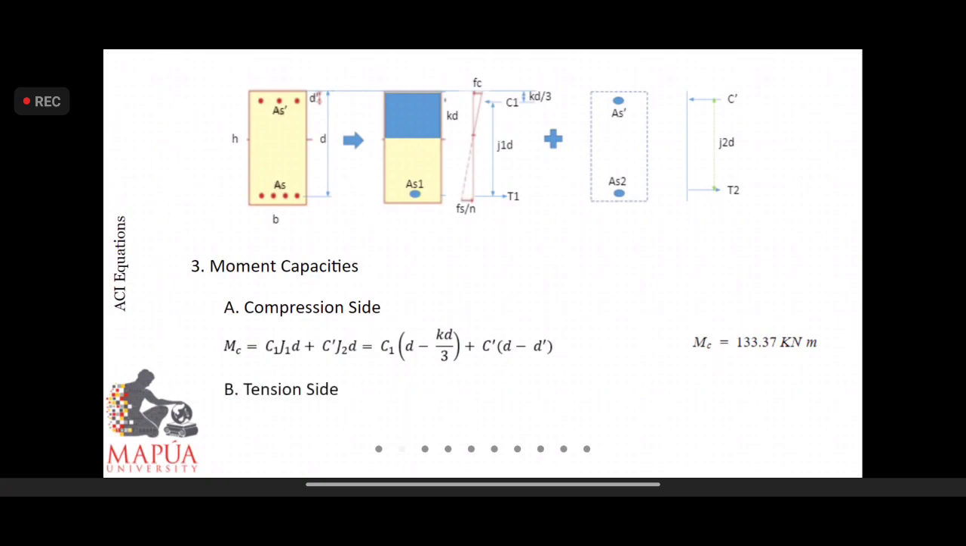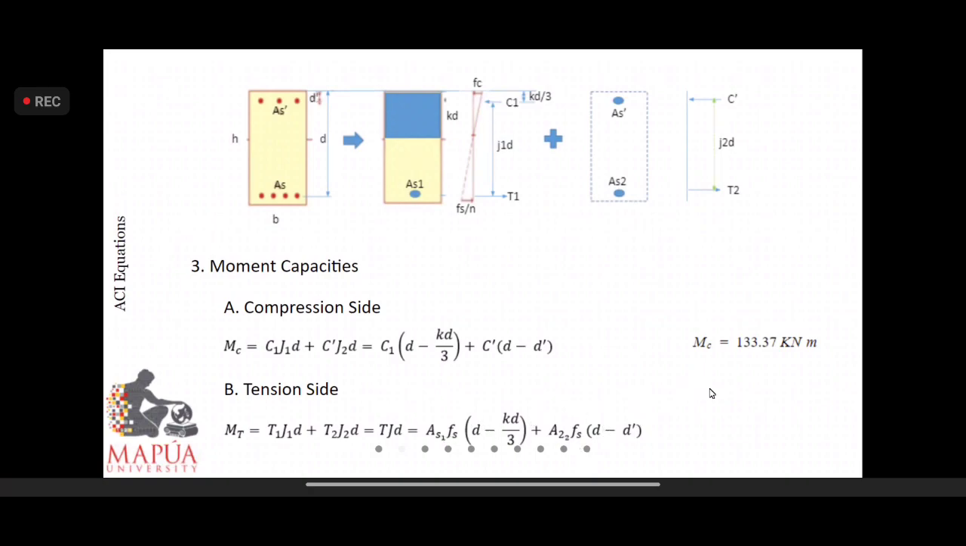We do the tension side. For the tension side, we can represent it as M sub T, T1 j1d plus T2 j2d, just like in the compression side. This can be represented as C sub T or uppercase C multiplied by jd. So in relation to that, we can also represent this as Tjd. And this T1 j1d and T2 j2d can be represented this one.